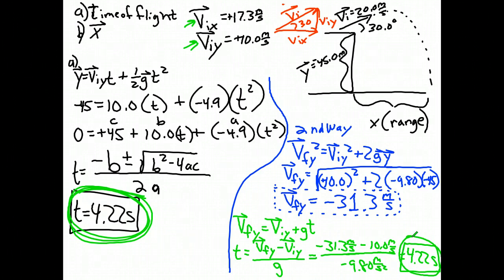The first way we did it, we used y equals VIYT plus 1/2 GT squared, which is using the quadratic equation. We solved for 0. We named A, B, and C. We found a time of 4.22 seconds. In the second way, we actually didn't use the quadratic equation. We found the final velocity at the bottom when it hit the ground in the y direction, and then we solved for the time using VFY equals VIY plus GT, which is right here.